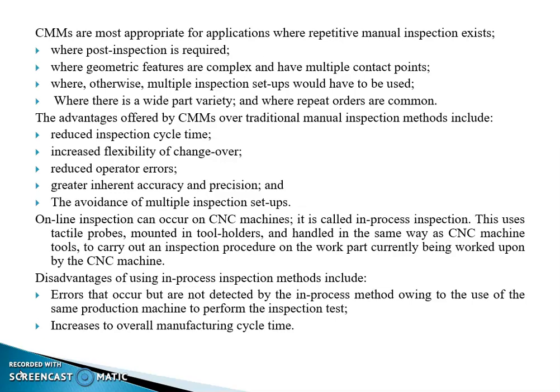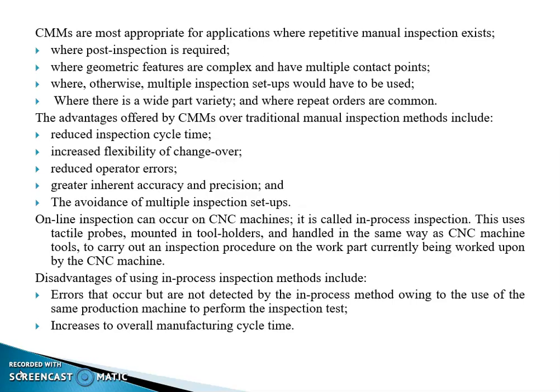And next is some of the advantages offered by the CMM over the traditional manual inspection methods. The first one is reduced inspection cycle time, increased flexibility of changeover, reduced operator errors, greater inherent accuracy and precision, and the avoidance of multiple inspection setups.